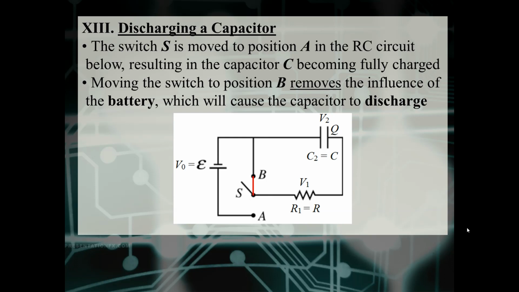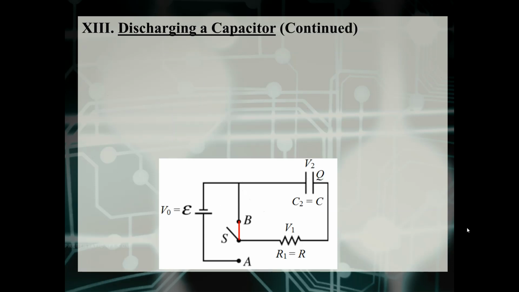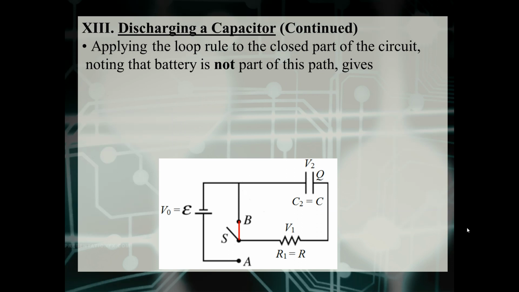And then what's going to happen is now you just have a branch with the capacitor and the resistor, and this is going to cause the capacitor to discharge. And we'll look through the math of what that's going to be. Okay, so what we're interested in is we want to get a couple of equations. So we want to get charge as a function of time as the capacitor discharges, and we also want to get current as a function of time.